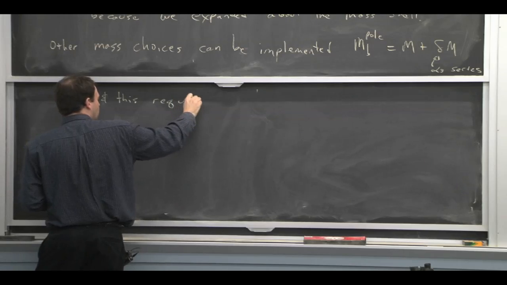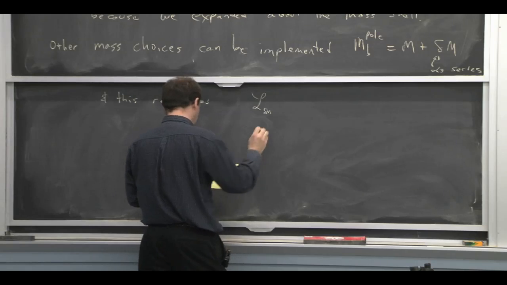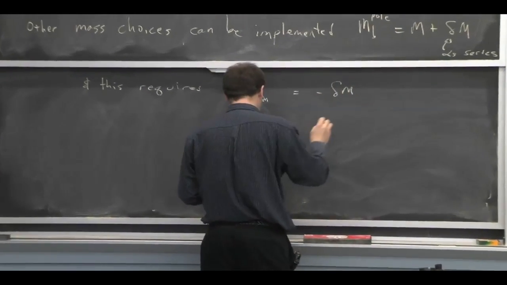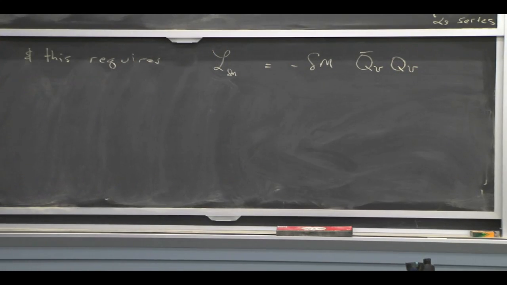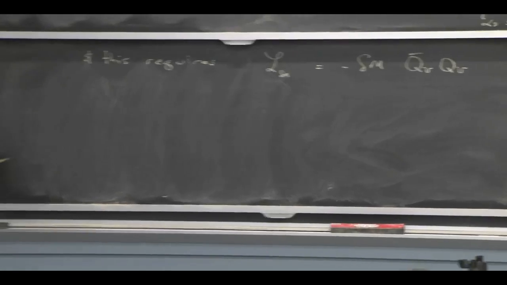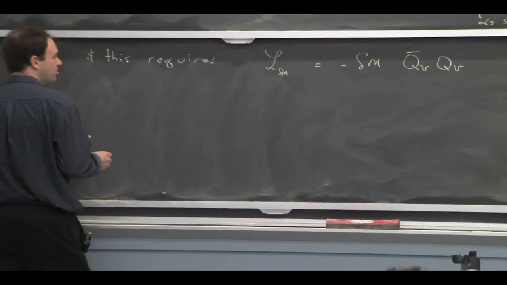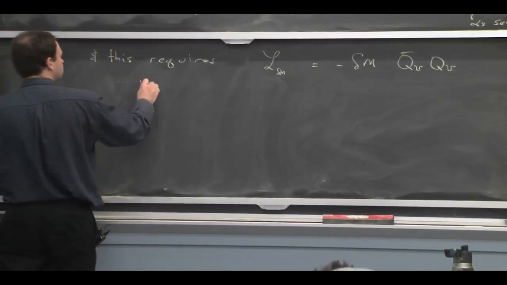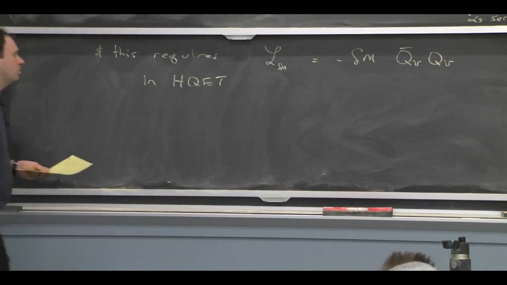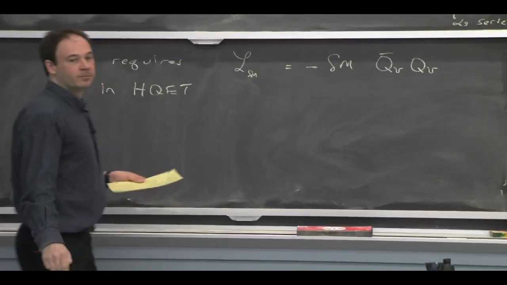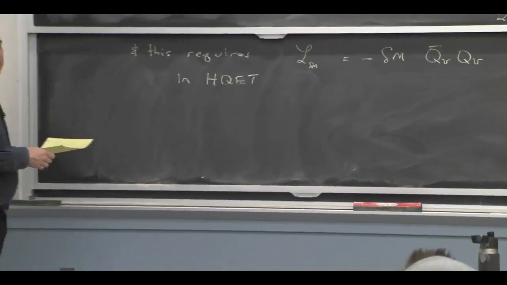Where that delta M would show up is that you would have an L delta M operator, which would just be exactly delta M times Q_v bar Q_v. That would be left over when we cancel the masses in the Lagrangian, if you like. It's one way of thinking about it. So we have an extra term in the Lagrangian in HQET. Now you can ask, well, if we have an extra term, we better worry about power counting. And it turns out that the way we can understand why MS bar wasn't working is related to power counting.